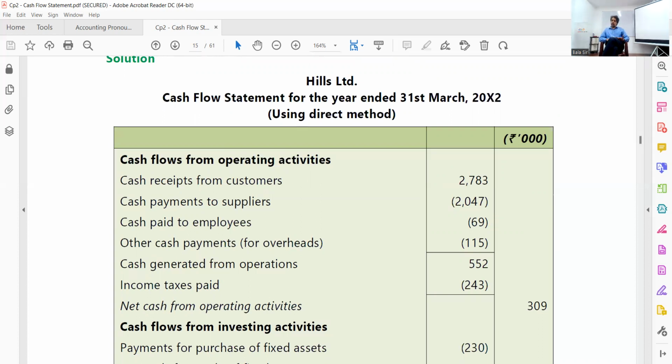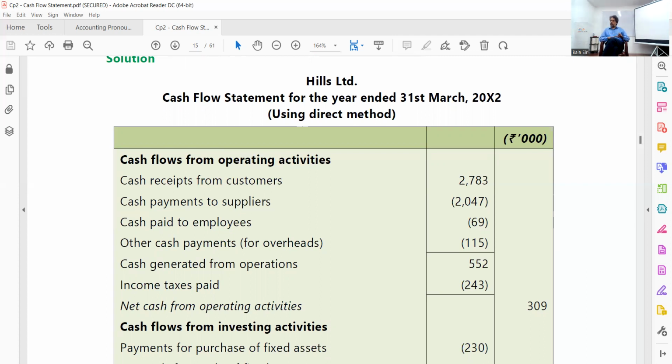What is the first line? Cash flows from operating activities. Write that heading first. Under that, cash receipts from customers, 2783, not in brackets. Why? It's a cash inflow. Next, cash payments to suppliers, in brackets. What is the amount?